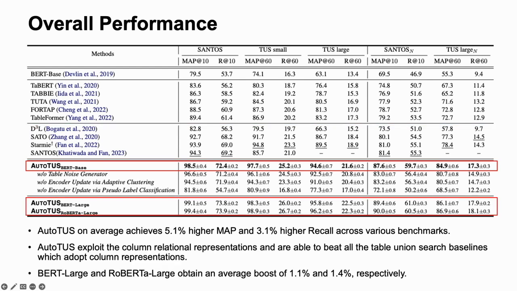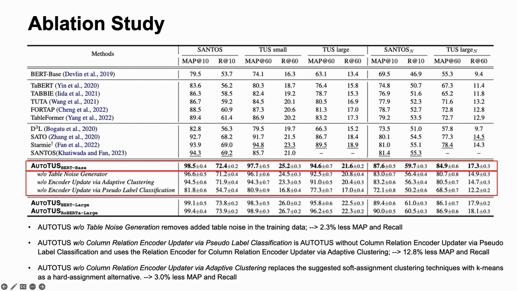In addition, we study the performance changes brought by using larger base encoders, BERT large and RoBERTa large. We concluded that leveraging a large-scale pre-trained language model with more parameters can lead to a better MAP and recall. BERT large and RoBERTa large obtain an average boost of 1.1% and 1.4% respectively. We also conducted ablation studies to show the effectiveness of 3 different modules of AutoTUS, which are the table noise generator, the updater via clustering, and the updater via classification.